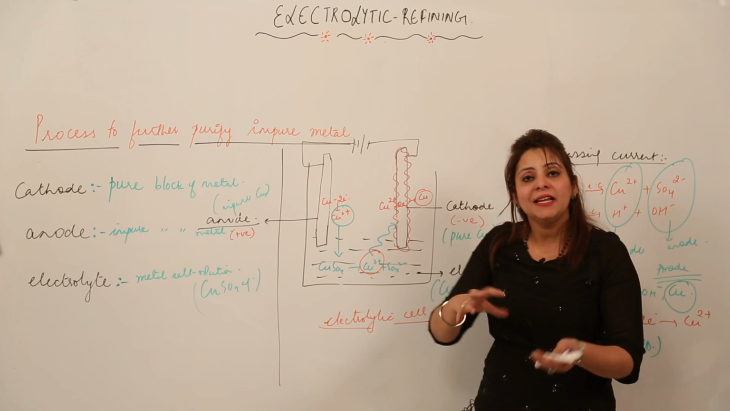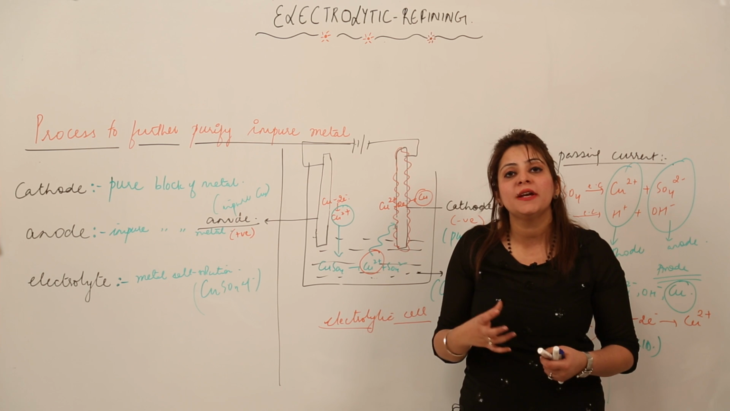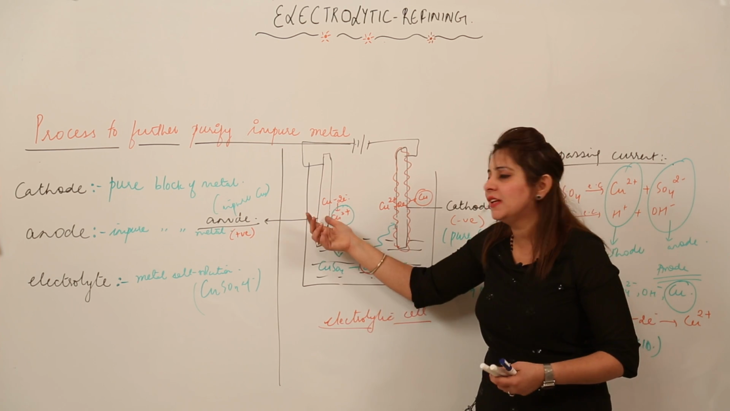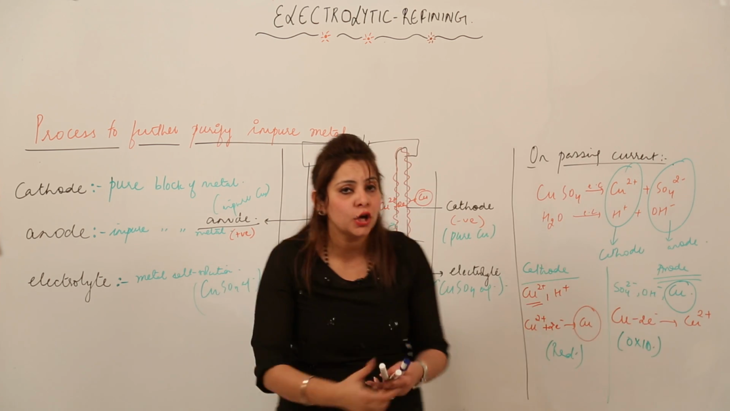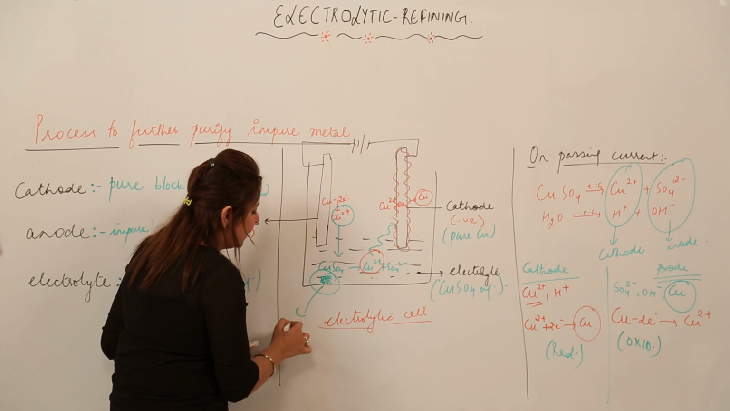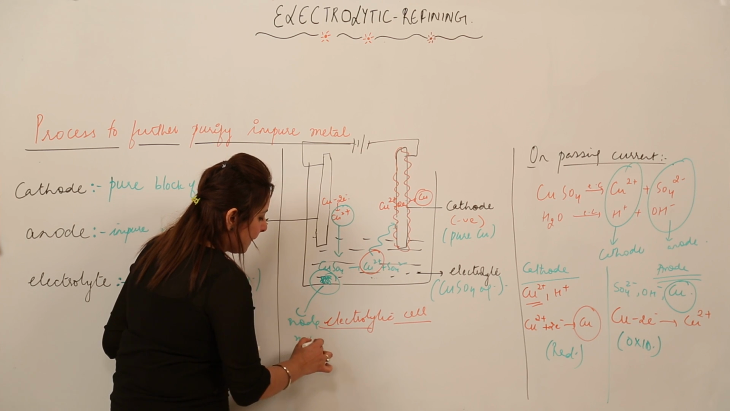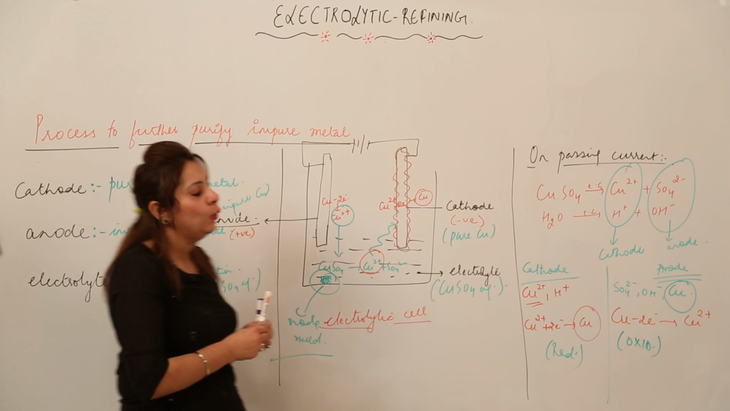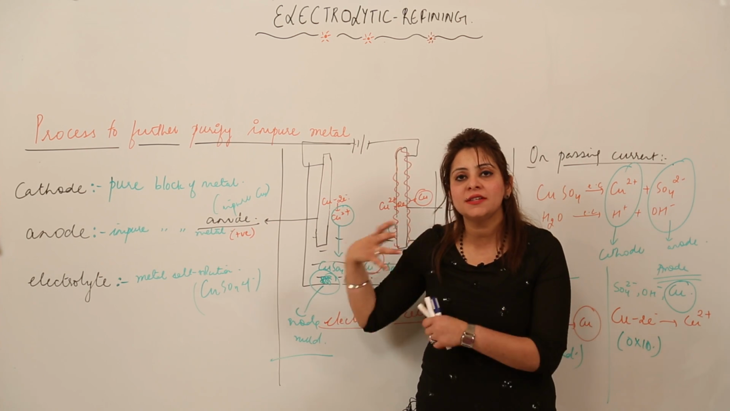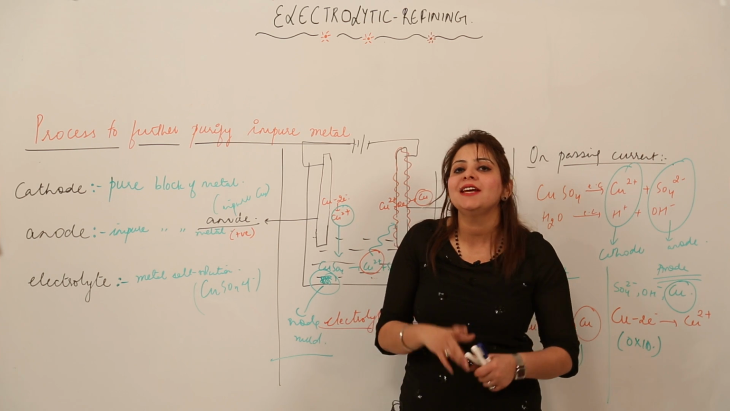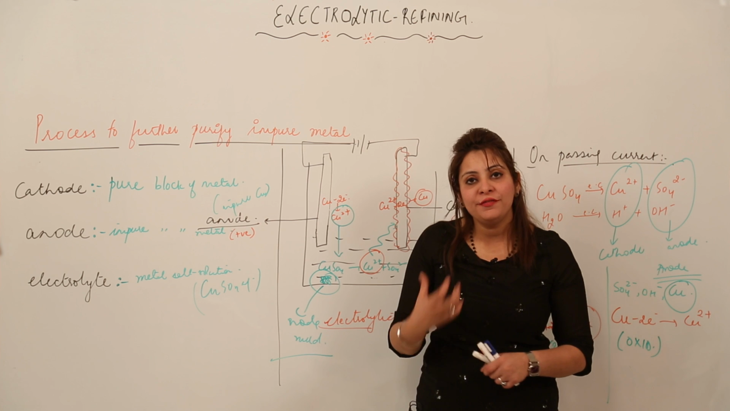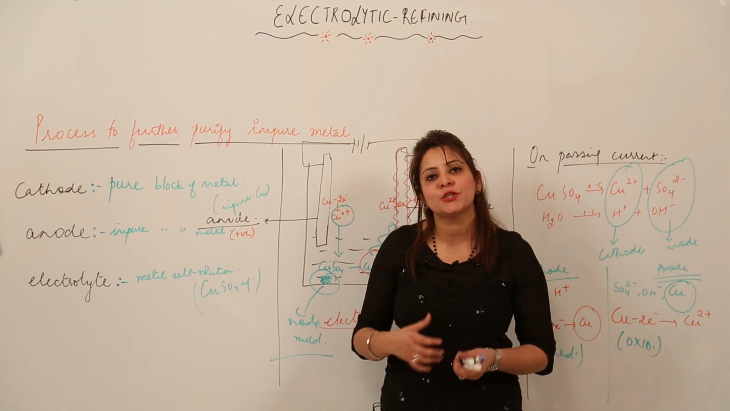So at the end of electrolytic refining, the pure metal is always obtained at the cathode, and the impurities present in the impure block get deposited under the anode, and this is called anode mud. So this is how we do electrolytic refining, the fourth step of metallurgy, and also a use of electrolysis. That means refining, purifying the metal by using the process of electrolysis, right.